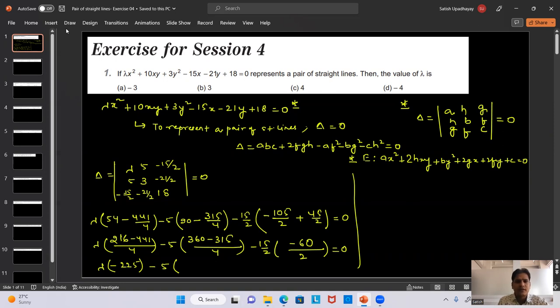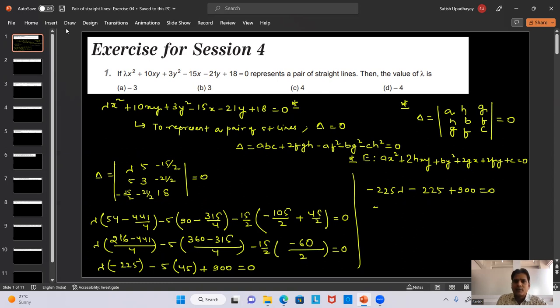Right, so minus 45, then it will be 15 into 60, that will be plus 900, that will be equal to 0. So from here, what we can say, minus 225 lambda minus 625 plus 900 is equal to 0.